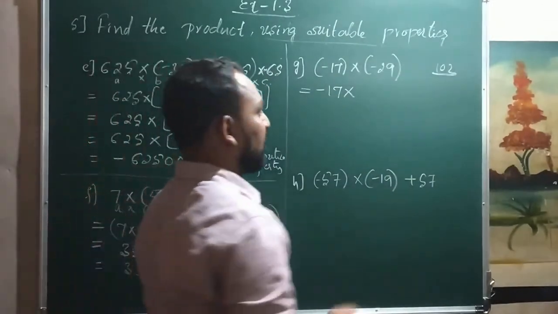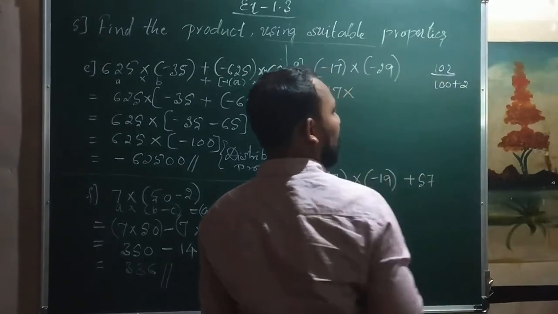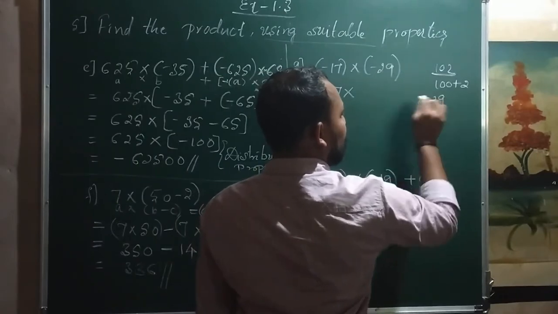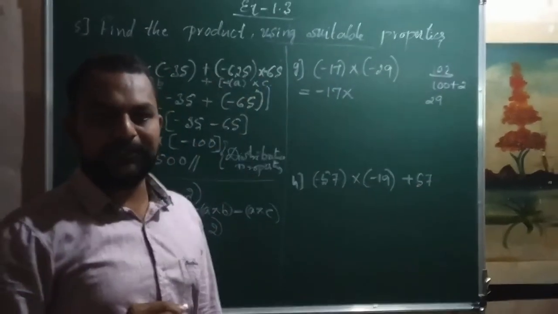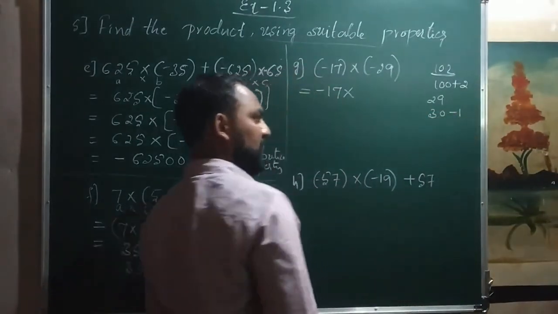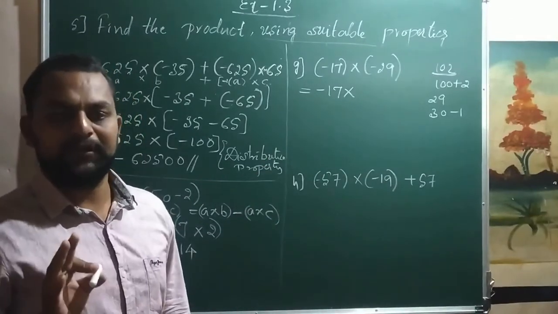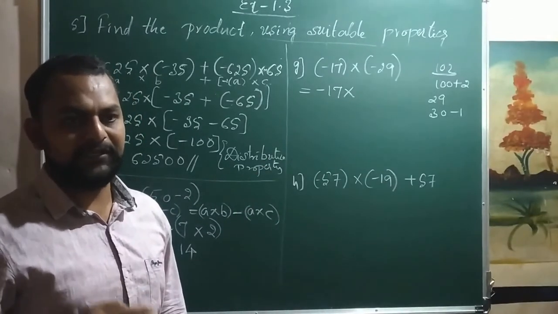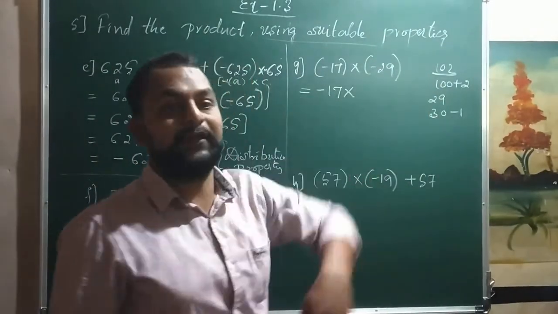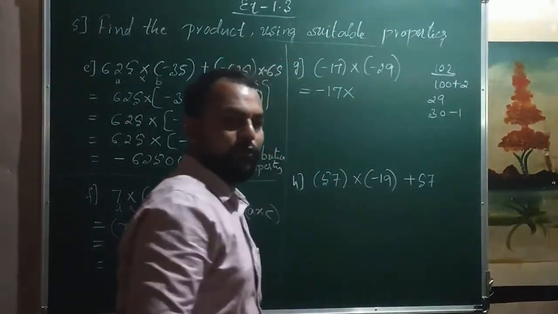Here 102, as in the previous question, 102 is split into 100 plus 2. Again, the minus 29. Here the 29 is split into 30 minus 1. Okay, 20 plus 9 is 29, nothing but 29. Here again 20 and 9, the 17 into 9. Okay, it takes more time. Here 17 into 3 and 17 into 1.